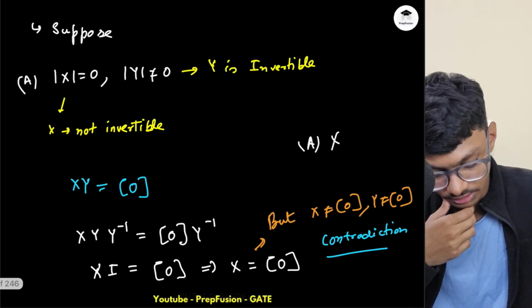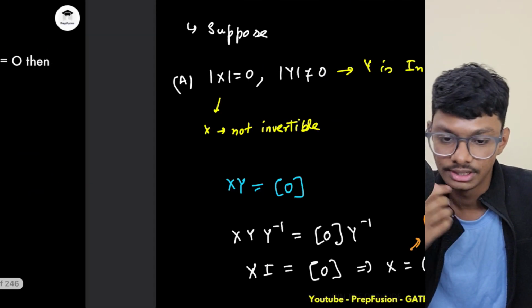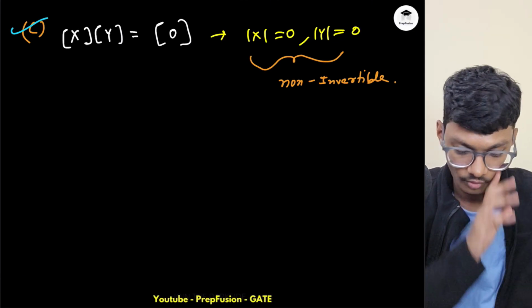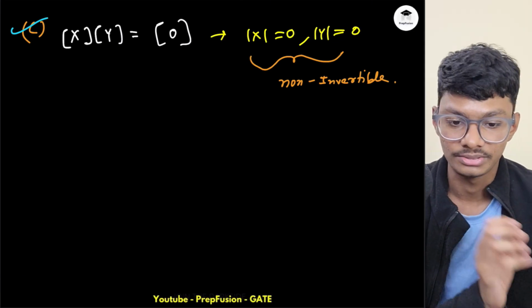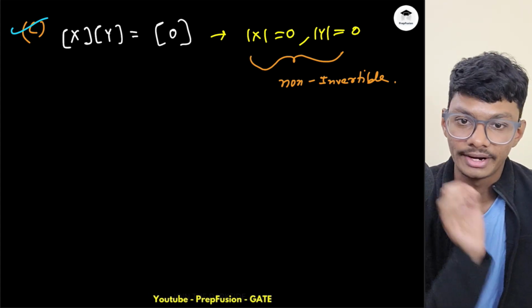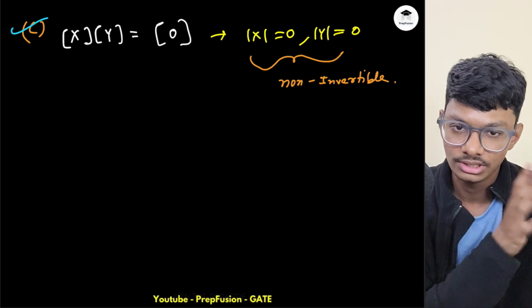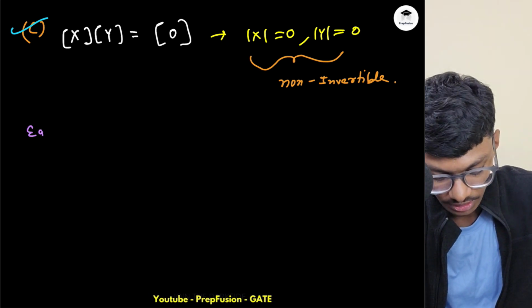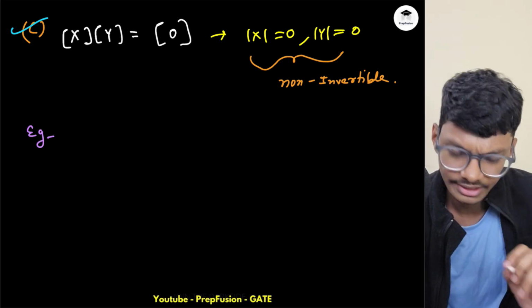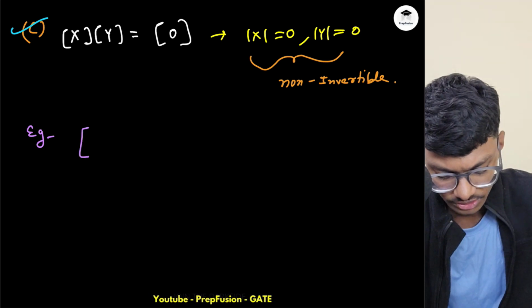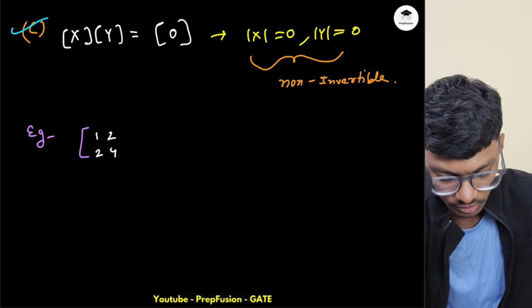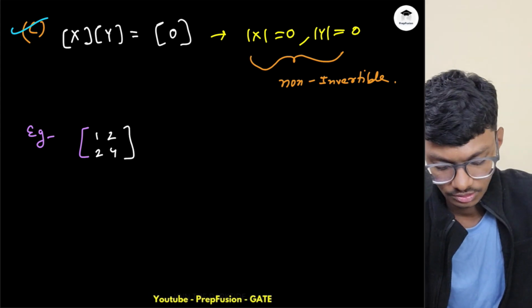Okay, C is correct. But let's take an example, and from there we shall understand. Obviously we have to take an example such that the determinant of both of the matrices is 0 and their product is a null matrix. So let me take any random matrix, let's say 1 2 2 4. Here row 2 is twice row 1.